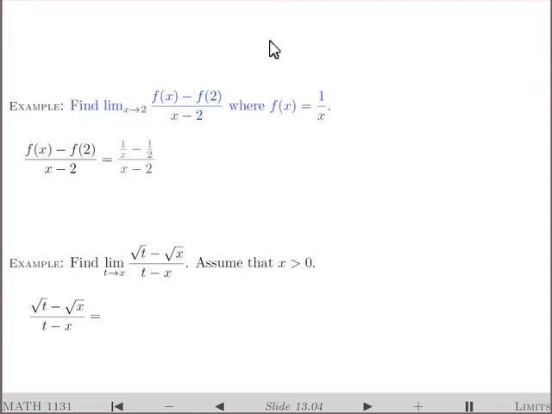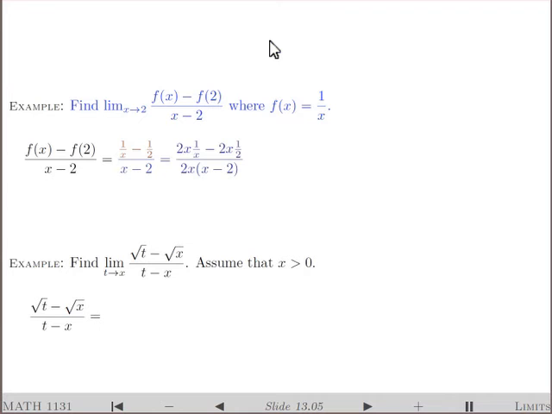To simplify the complex fraction, there are two ways you can proceed. You can either simplify the numerator and, if necessary, the denominator and then divide, or you can multiply by the least common denominator for the little fractions. I will do the latter. The little fractions are 1 over x and 1 over 2. The least common denominator is 2x. I multiply the numerator and denominator by 2x.